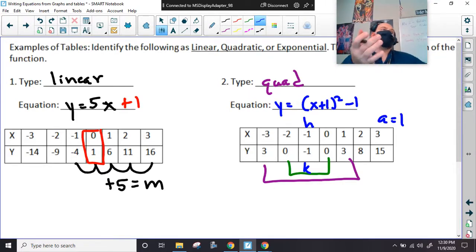Kind of the same thing that we had when we were graphing them in standard form in the last unit. If it was like x squared or whatever, it was understood to have a 1 in front of the x squared term. Okay.